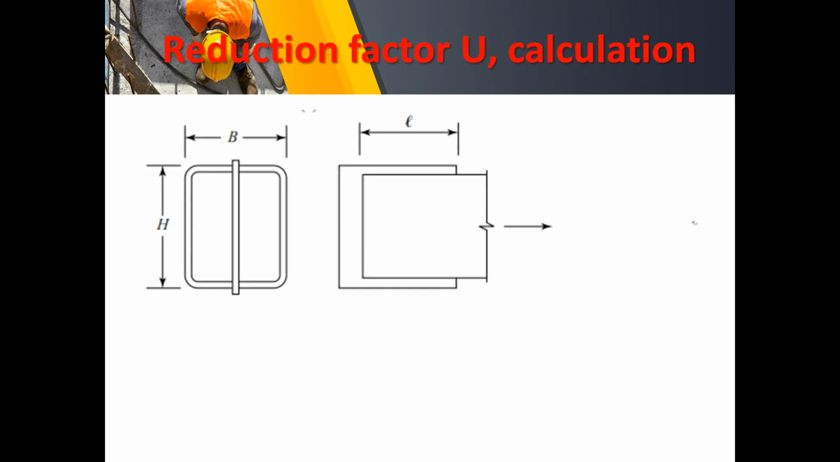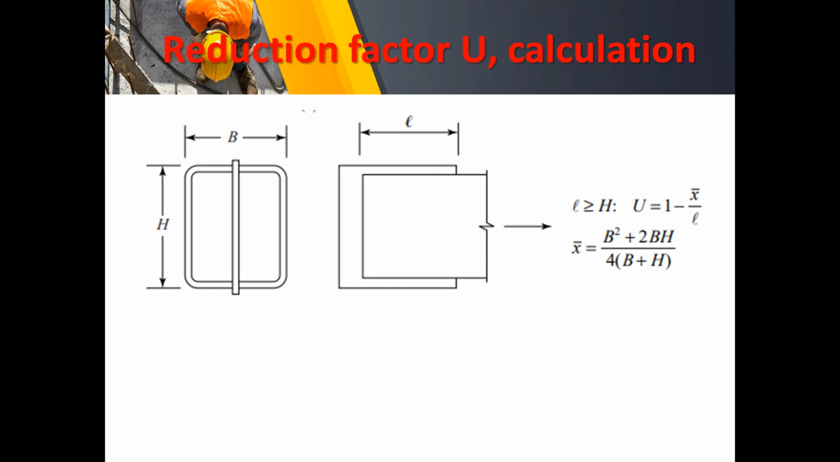Another calculation, if we have a rectangular hollow section with the dimensions, the width B and the total depth H. What we do is to compare first your L with that of the overall depth H. If L is greater than or equal to H, we compute the general formula U is equal to 1 minus X bar over L. And the X bar is computed by that formula, B squared plus 2BH all over 4 times the quantity B plus H.